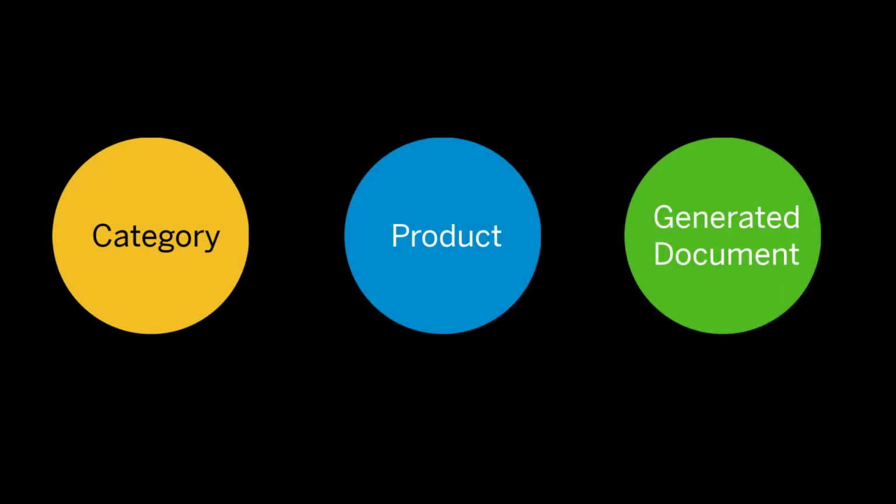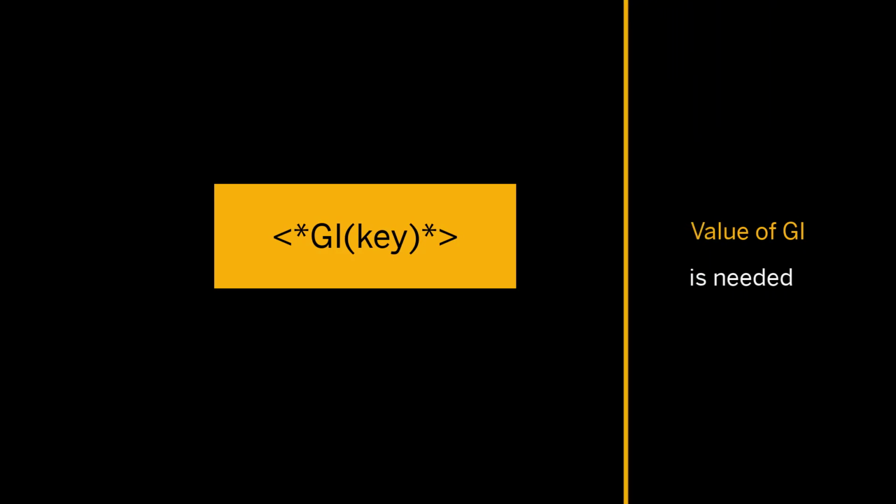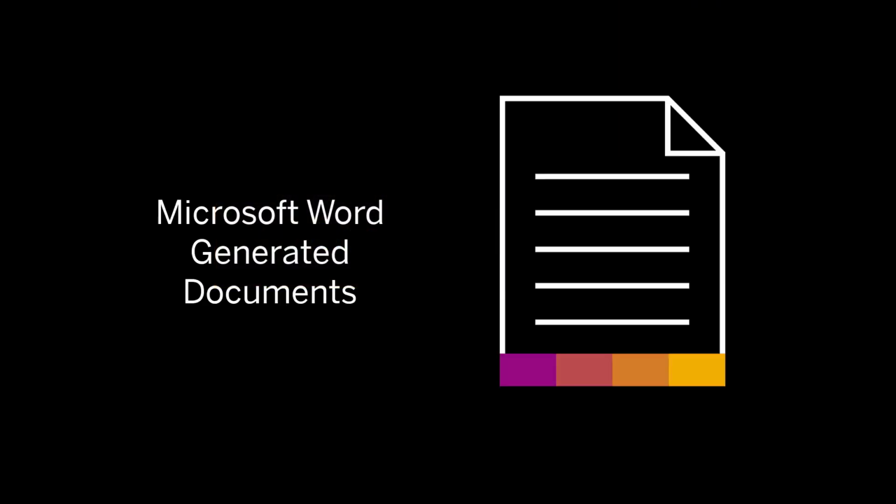Retrieving a value can be done by using this tag. This tag can be used anywhere where the value of the GI is needed. GI variables are also accessible by Microsoft Word generated documents. By using this tag in a Word quote document, the value of the specified GI variable is displayed.